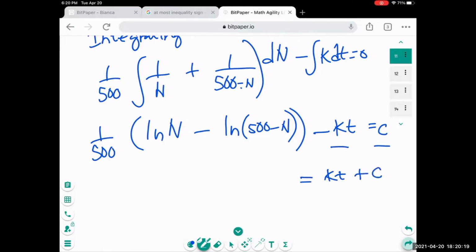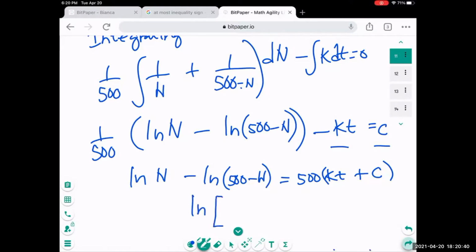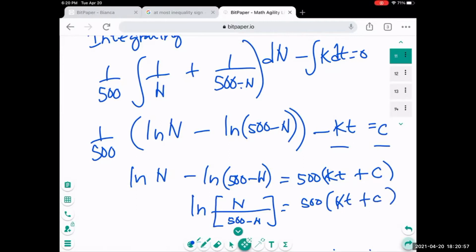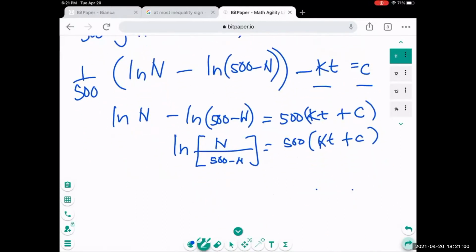And then the 500 here, this would be 500. So what's left here would be the logarithmic part, ln of n minus ln of 500 minus capital N. And we can combine this further: ln of quantity n over 500 minus n. Our goal is to compress all the logarithmic parts. So when we take the exponentiation, when we take e of both sides, let's do it.